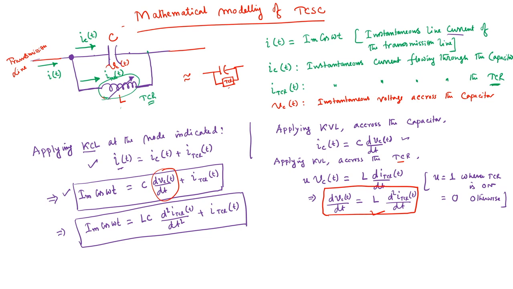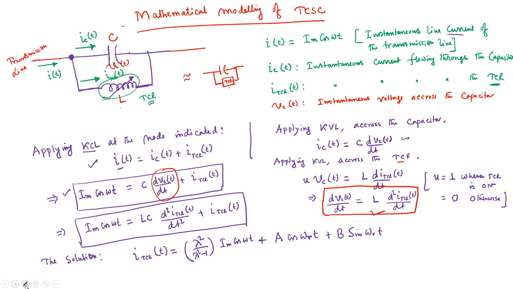So, if you solve it, then we will get the solution of this equation. You will get i_TCR(t) is equal to some factor λ² divided by λ² minus 1, I_m cos ωt, plus some arbitrary constant A cos ω_r t. Cos ω_r t is another frequency component, plus B sin ω_r t. Again, this B is an arbitrary constant. So, this is the solution of this differential equation.